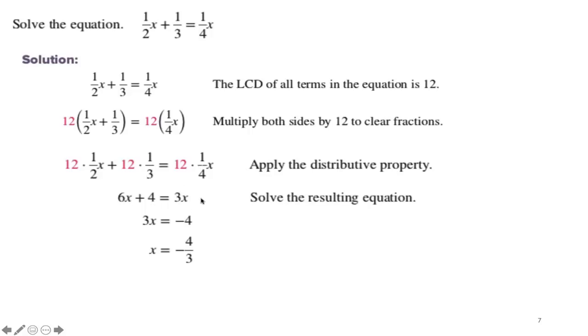And now notice that our equation has no more denominators, and now we can combine like terms. Bring the 3x over to get 6x minus 3x is 3x. Bring the 4 over here to get -4. So x is -4 over 3.